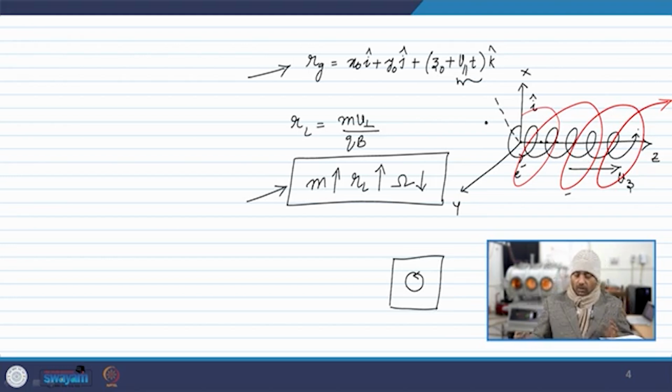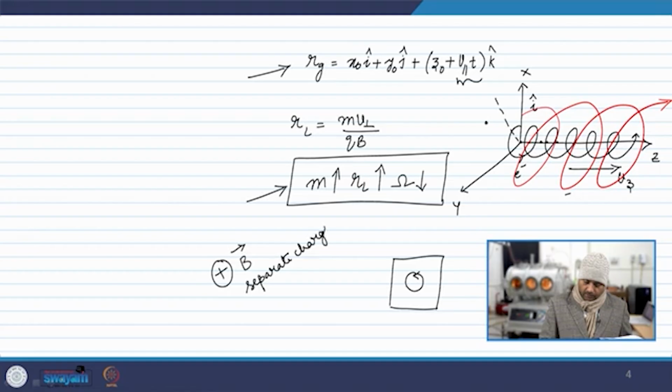Right. Now, the question is, you try to think about this question, I will answer the question anyway. Will the magnetic field be able to separate charges or not? This is a very important question that I want you to think and find out the answer before I tell you the answer. Now, coming back to this gyration, or the guiding center.